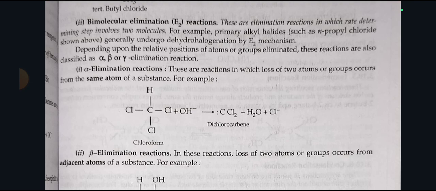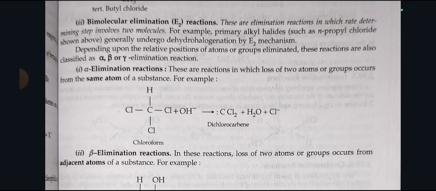Second, bimolecular elimination, E2 reactions. These are elimination reactions in which the rate determining step involves two molecules. For example, primary alkyl halides such as n-propyl chloride shown above generally undergo dehydrohalogenation by the E2 mechanism. Depending upon the relative position of atoms or groups eliminated, these reactions are also classified as alpha, beta and gamma elimination reactions. First, alpha elimination reactions.